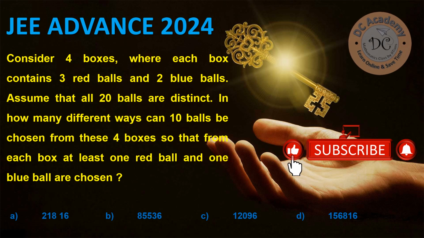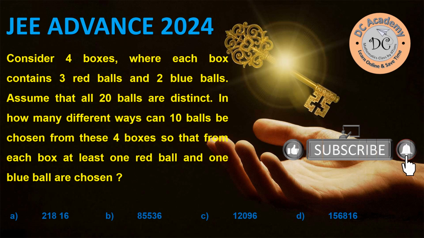In this video, we're going to solve a problem which appeared in JEE Advanced 2024. Here we have four boxes and every box contains three red and two blue balls. Now we have to find how many different ways 10 balls can be selected from the four boxes such that each box contains at least one red and at least one blue ball.